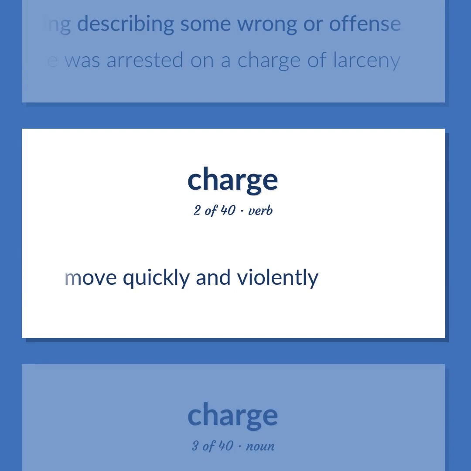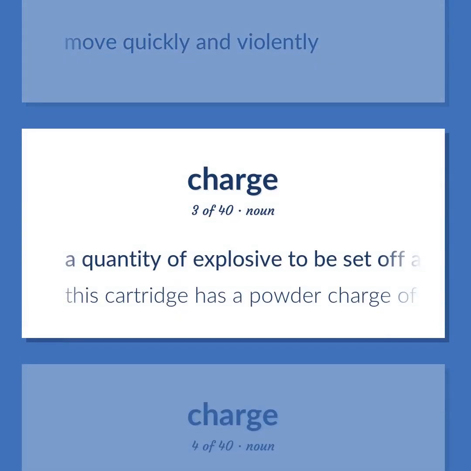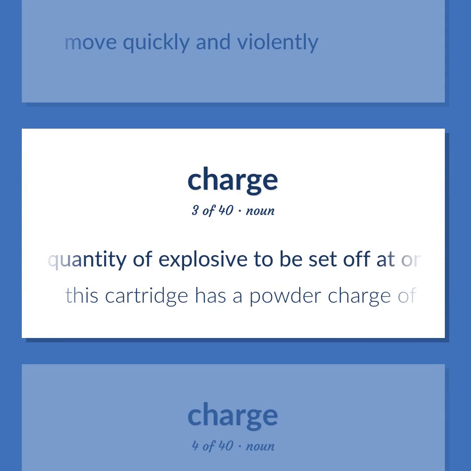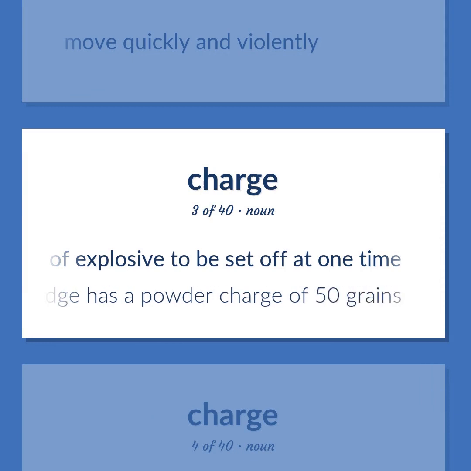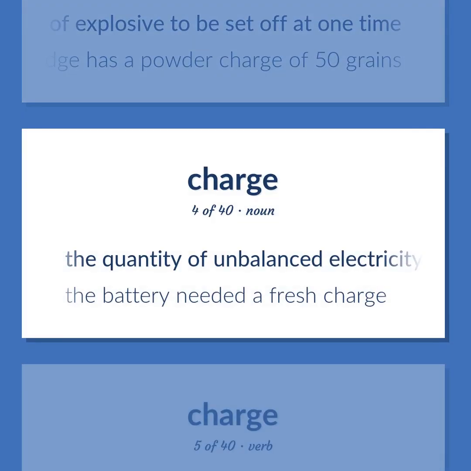Move quickly and violently. A quantity of explosive to be set off at one time. This cartridge has a powder charge of 50 grains. The quantity of unbalanced electricity in a body, either positive or negative, and construed as an excess or deficiency of electrons. The battery needed a fresh charge.